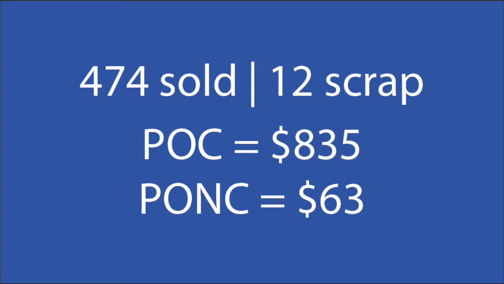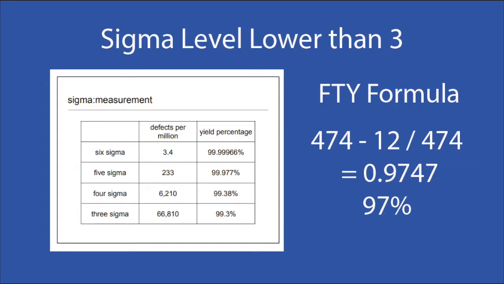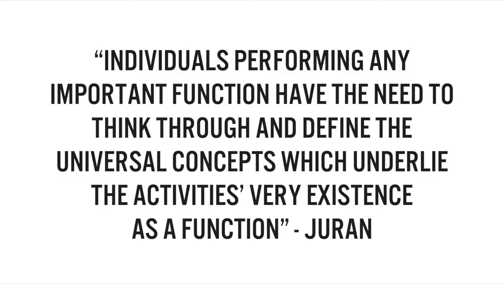After implementing our methodologies, we sold 474 sushi rolls and only 12 sushi rolls were scrapped. In the end, our CTR rating improved to be 0.93. Based off the FTY formula, we get a yield percentage of 97%. This means that we are still falling below Sigma Level 3 despite our improvements to the process. This also shows that it is very hard to reach Sigma Level 6.